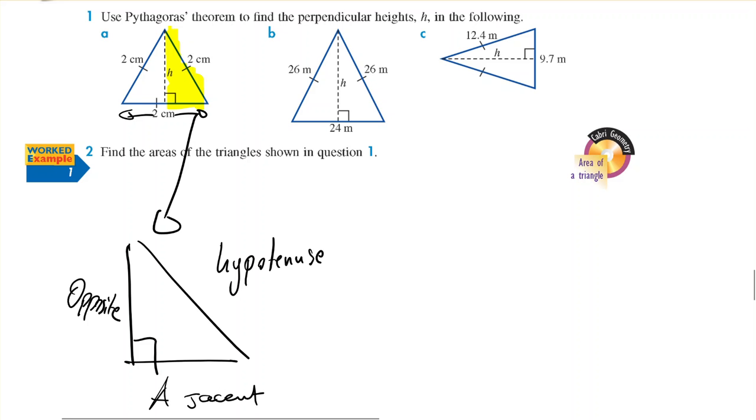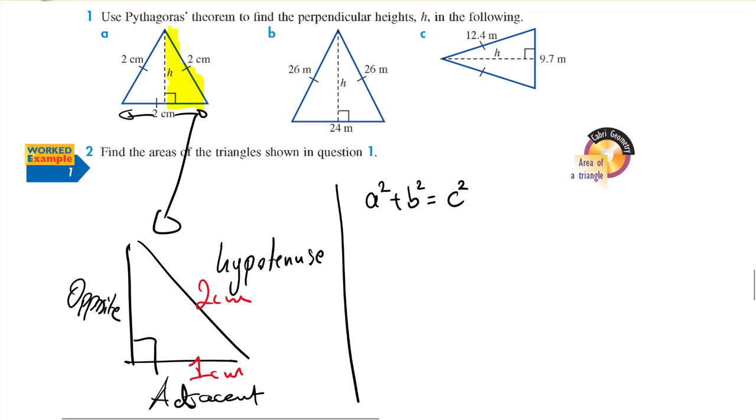Now, the side here at the bottom, like I said, half of 2 is 1. So we've got 1 centimeter there, and we know the hypotenuse is 2 centimeters. From there, you write your formula. A squared plus B squared equals C squared. The C squared is always your hypotenuse. All right? What we are trying to find is that opposite side. Okay? Because that's our height, h, that we are looking for.